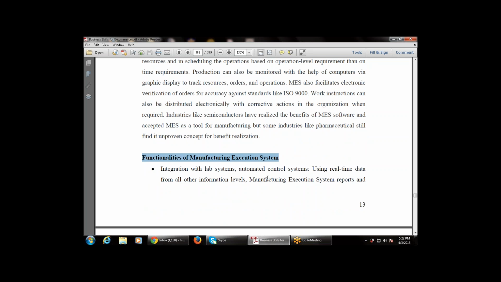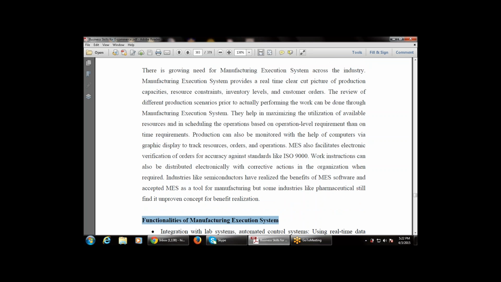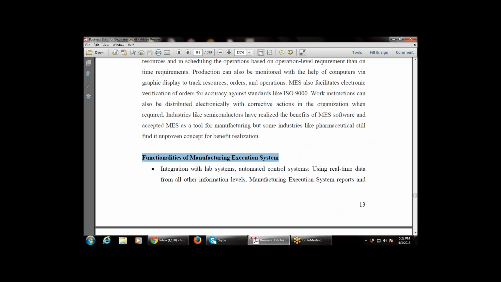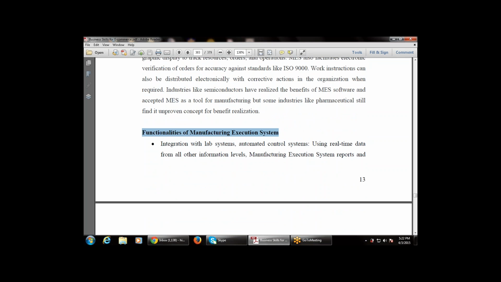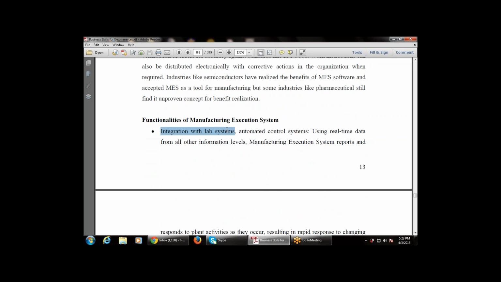Now, what are the functionalities? Because it is one of the good software that is used to maximize the utilization of the available resources and schedule the operations also. So now let's see, step by step, what are the functionalities of manufacturing execution system. One functionality is integration with lab systems and automated control systems. That is, MES can be integrated with the lab systems or the automated control systems, using the real-time data from all other information levels.